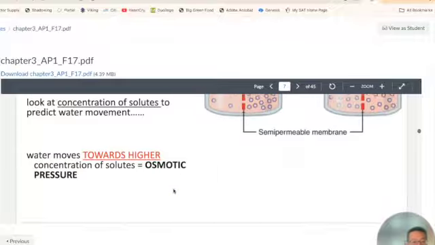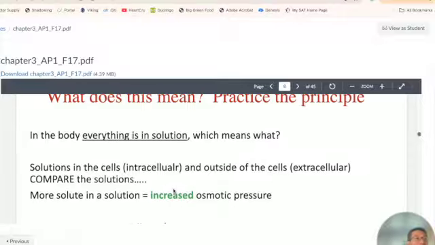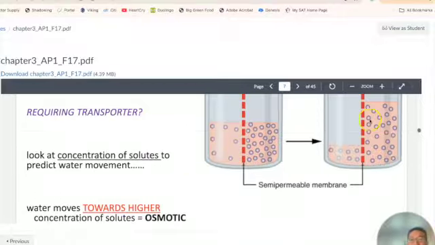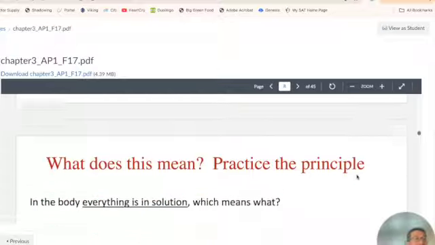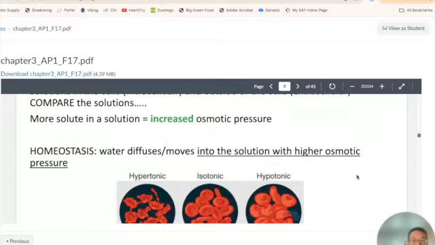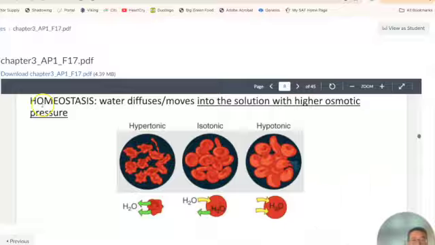We're going to look through it here as well. Where did it go? Okay, so it wants to become the same. So it's called isotonic. Oh, here it is. So homeostasis of water diffusion, again, is called osmosis.